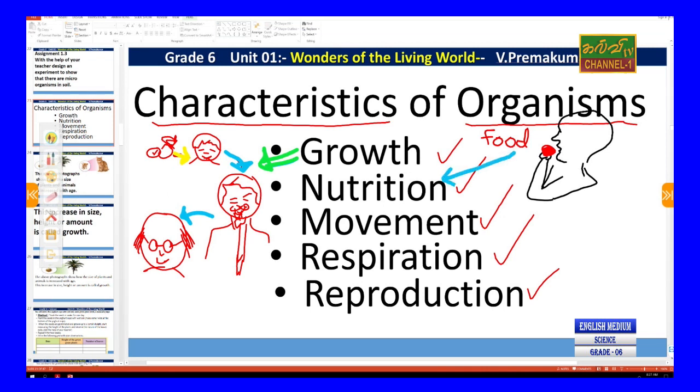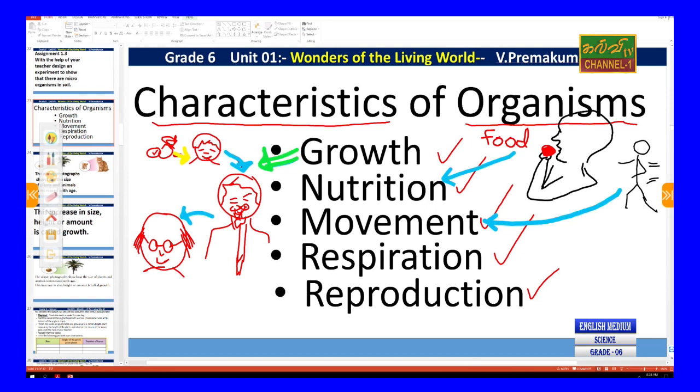Then movement, right? Any kind of human can walk. Say one person can walk. So that is movement, right? So we can study that as movement.